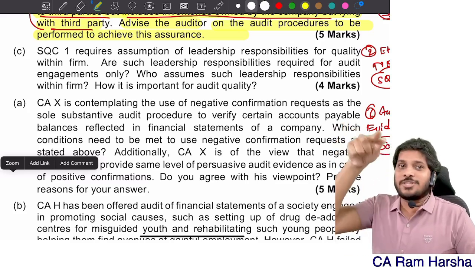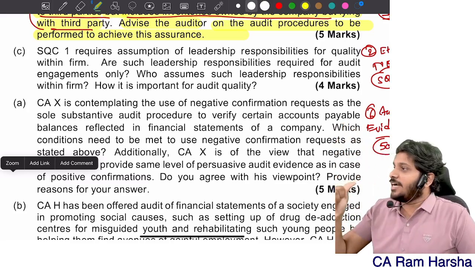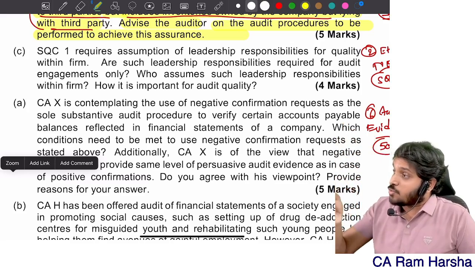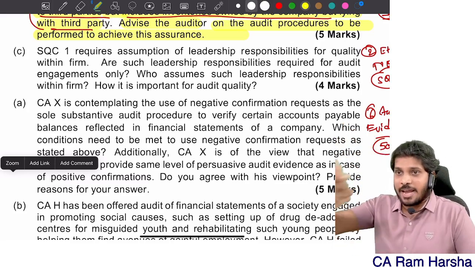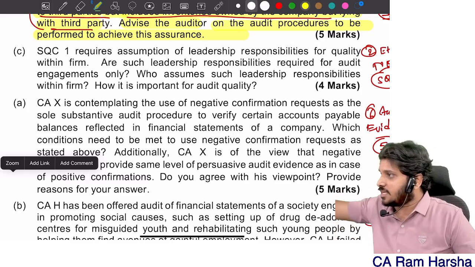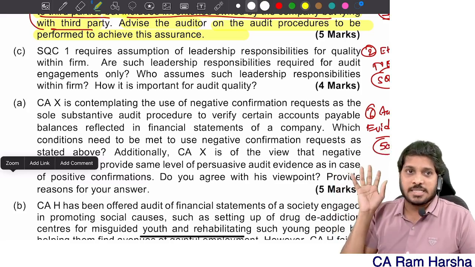Here they are asking for the audit procedure: how to audit inventory to ensure that it is owned by the entity. It may be lying in the warehouse or it may be lying with third parties. That is what they are asking here. Next.